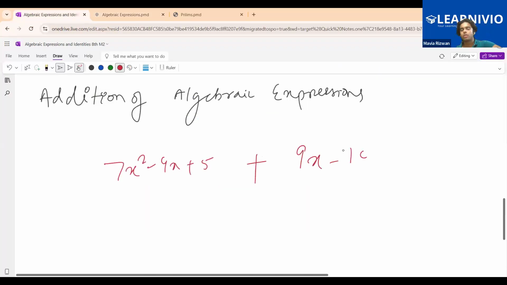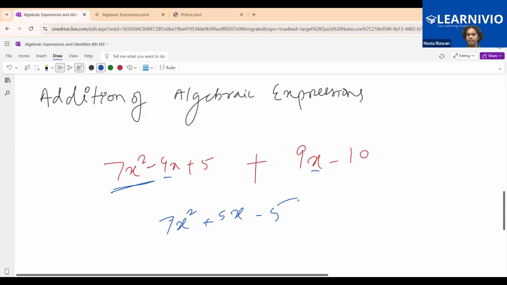So guys, always remember we can only add and subtract the terms with the same variables. So 7x square, there is no other 7x square, so I will write 7x square as it is. Okay, guys, clear? I write 7x square as it is because there is no other 7x square. Now I have minus 4x plus 9x. Both of them are x, so I just solve the coefficients. So minus 4 plus 9 is plus 5. So this is plus 5x, and then plus 5 minus 10 is minus 5. So this is how we do it. Clear, guys?